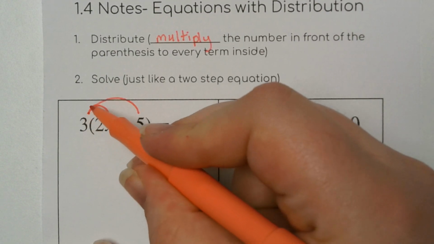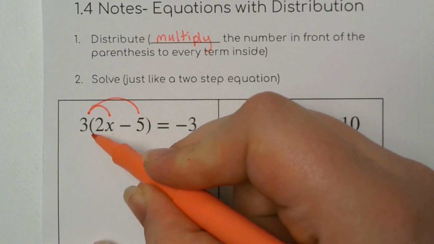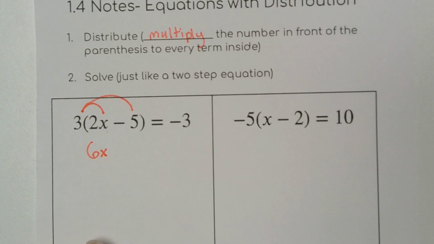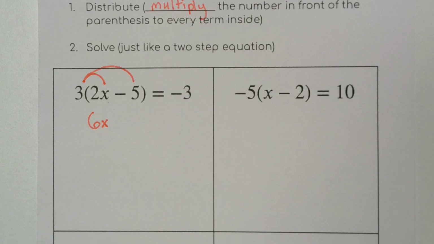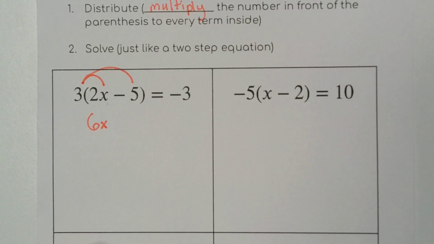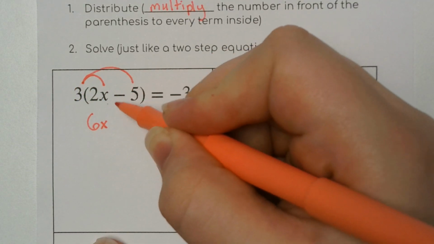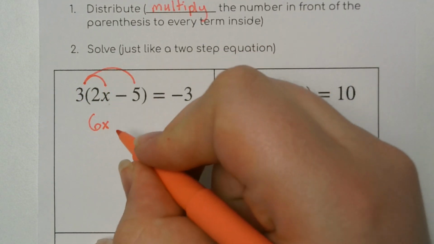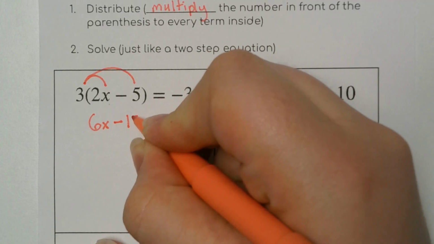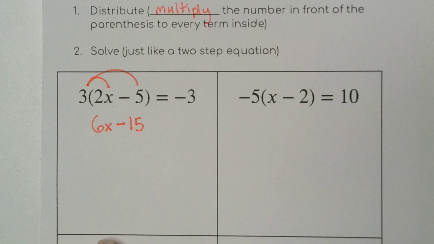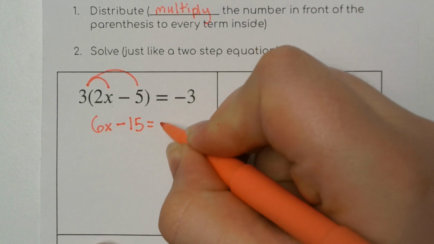So we do 3 times 2x. 3 times 2 is 6, and you keep the x with it. You should be writing this down. Okay, then we do 3 times -5 because that's also inside our parentheses, which would give us -15. And then that equals -3.